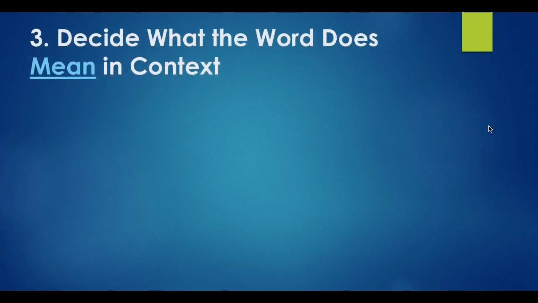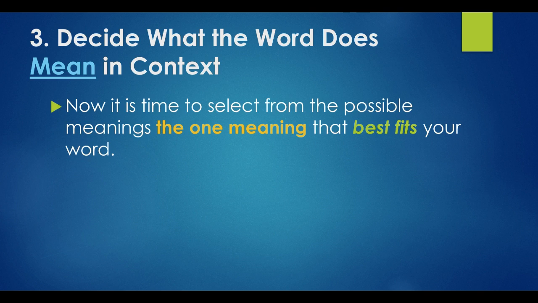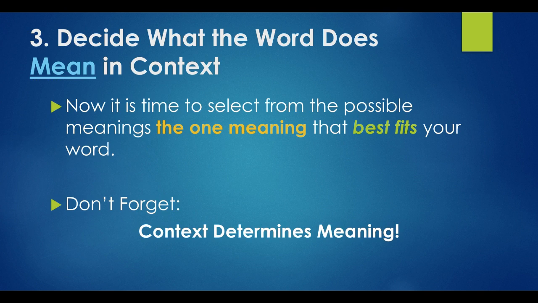We would see that the next step then is to decide what the word does mean in its context. So it's one thing to choose the word, step one. It's another thing to come back and say, here are all the things that a word could mean. And number three, we want to decide what the word does mean in a particular context. So now it's time to select from all those meanings the one that best fits your word. And you're going to remember that context determines meaning. Think about the spring. Is it the spring of the time of the year? Is it the springing action? Is it the spring of water? Context will always help us determine that.